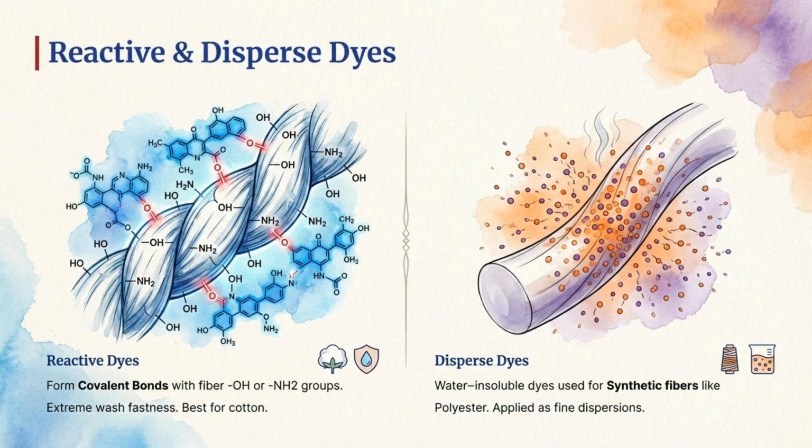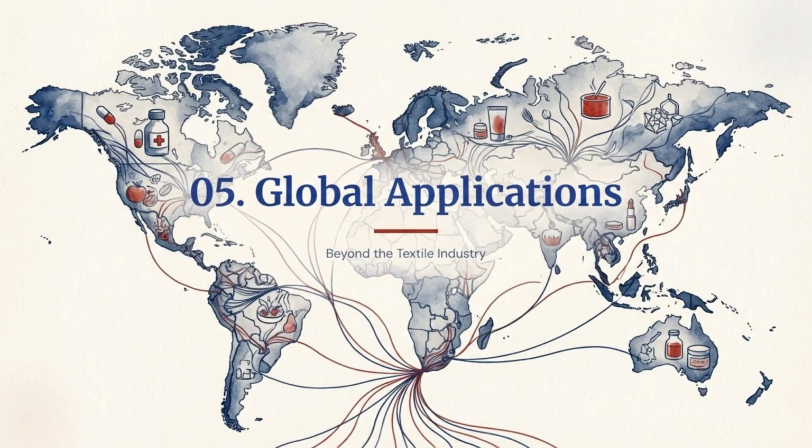Dispersed dyes are non-ionic and have low solubility, typically applied as a dispersion. They are the primary choice for synthetic and hydrophobic fibers, such as polyester and acetate. Mordant dyes require a mordant, usually a metal ion, to create a stable bond with the fiber. These dyes are known for producing rich and deep colors with good light fastness.